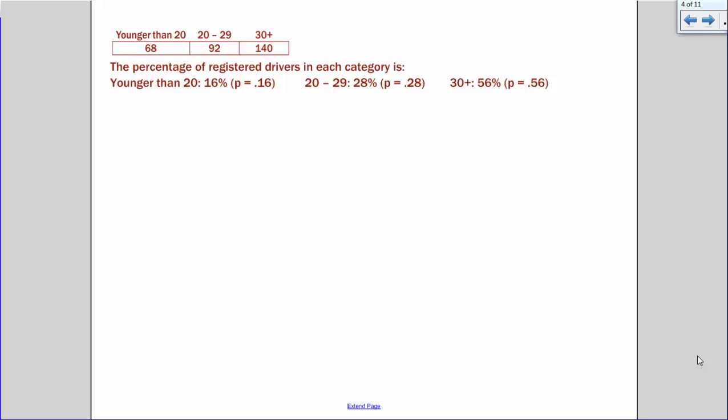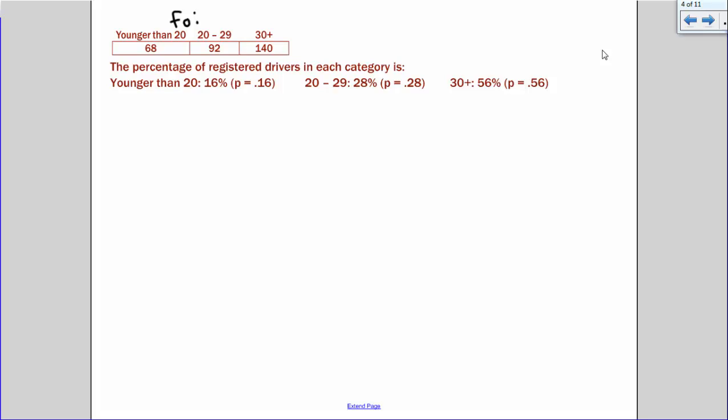Okay, so now we're looking at the percentage of registered drivers in each category. So we're no longer going to have the same exact frequency expected in each one of our groups. So remember, these are our observed frequencies. And we're no longer going to expect the same frequency in each group under the null hypothesis, because under the null hypothesis, 16% of our sample will be younger than 20. 28% of our sample of accident havers will be between 20 and 29, and 56% of our sample of accident havers will be 30 or older.